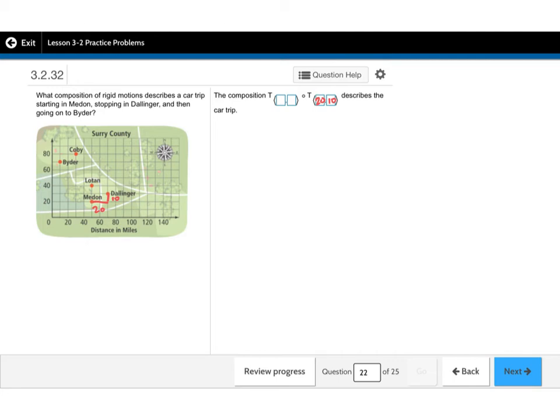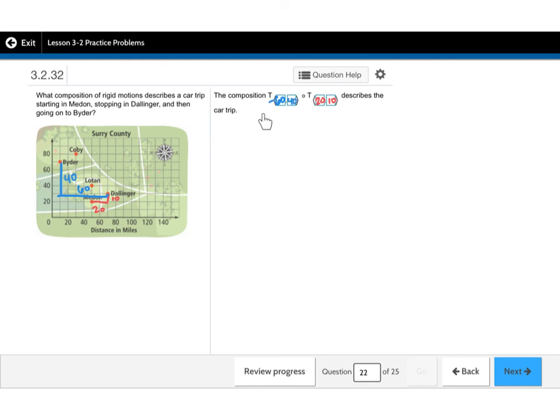And then we need to think about moving from Dallinger to Biter. That would be a movement that's left and then up. How much left are we moving? Let's count those blocks: 1, 2, 3, 4, 5, 6 blocks, which would be a total of 60 miles. So left by 60 is going to be a negative 60. And then we go up 1, 2, 3, 4 blocks, which is 40 miles. Since we're going up, we use a positive number, so that's a positive 40.